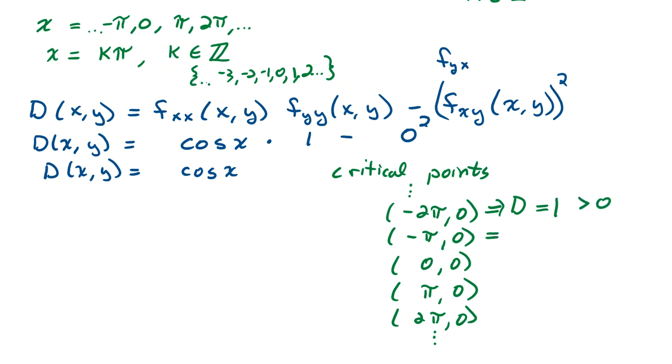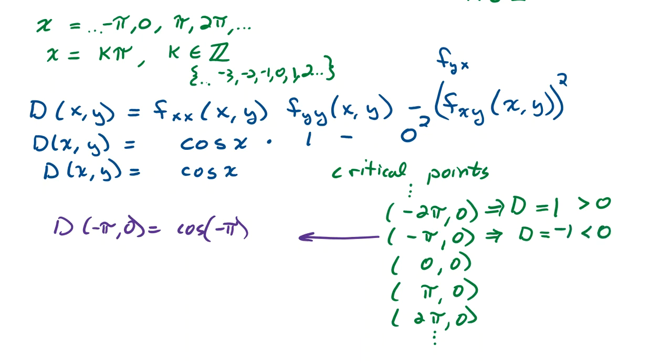All right, what about negative pi? What's my d value here? So it's just the cosine of... I better write this down in case I'm losing somebody. For the point negative pi, 0, d of negative pi, 0 is just the cosine of negative pi. That's all I need to do, look at that x value. That's 180 degrees, so that'd be negative 1, so that's less than 0.